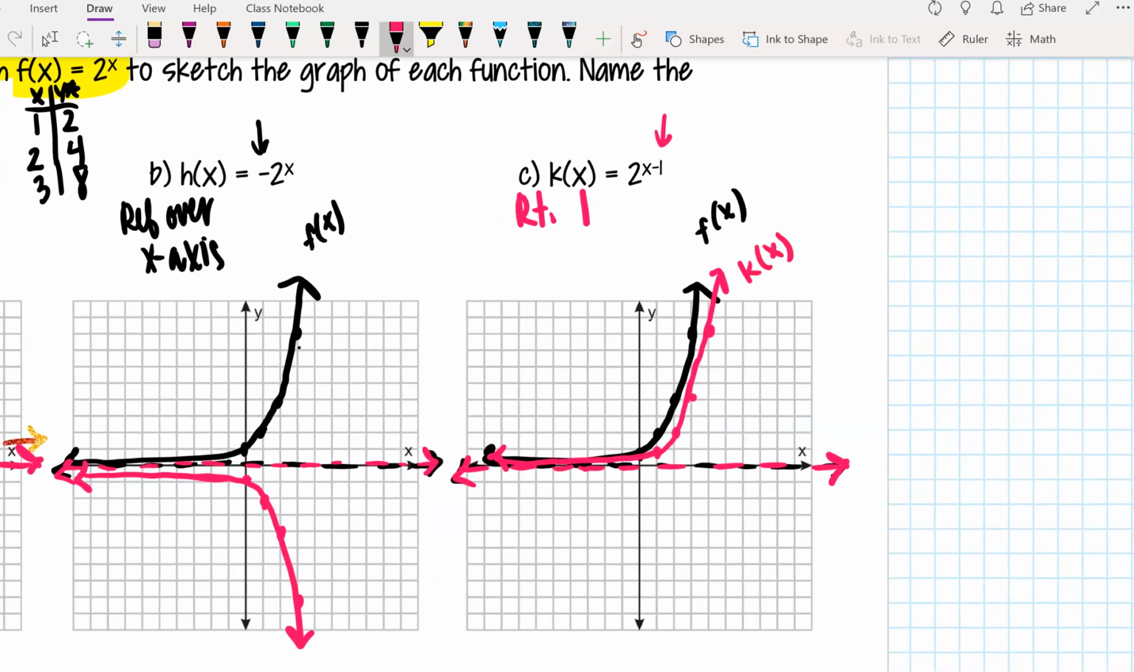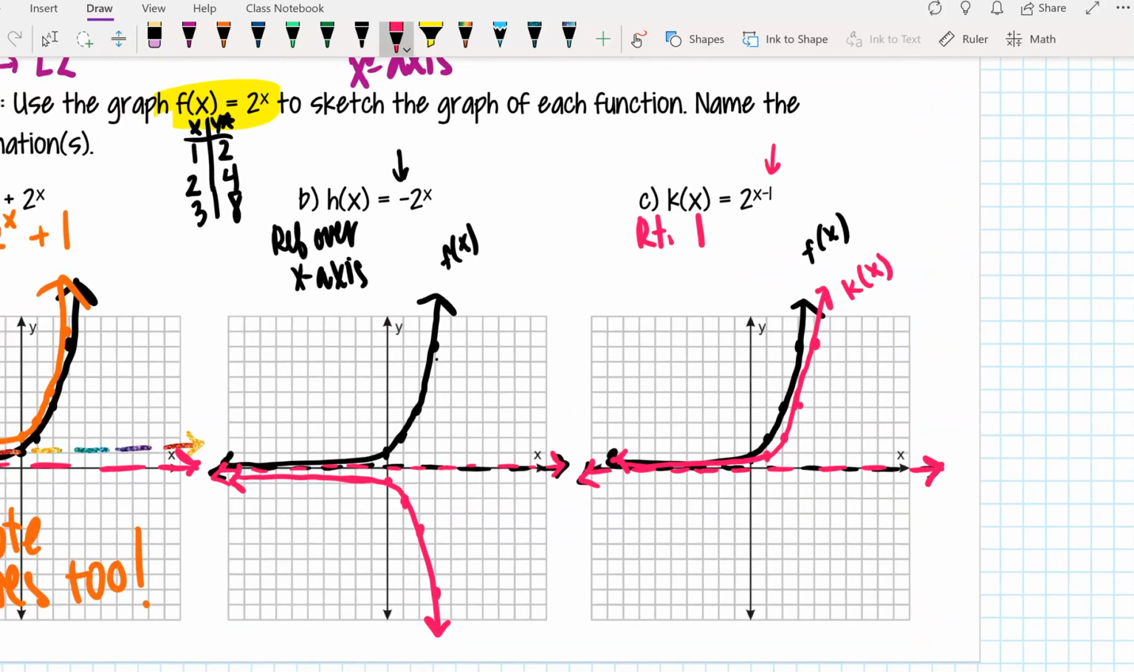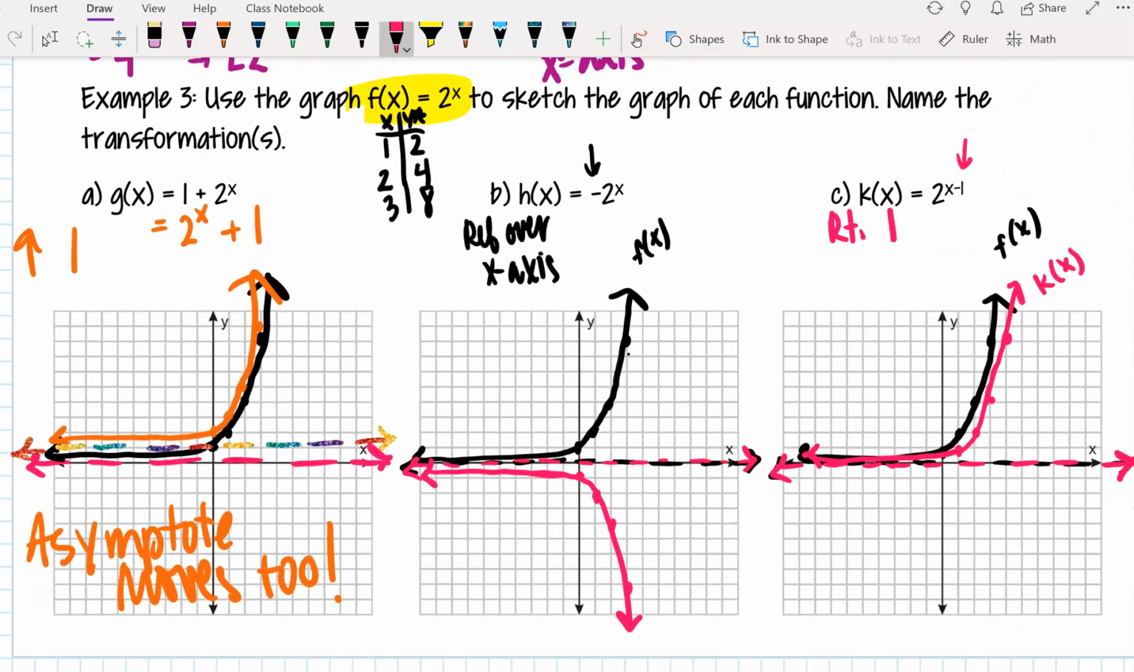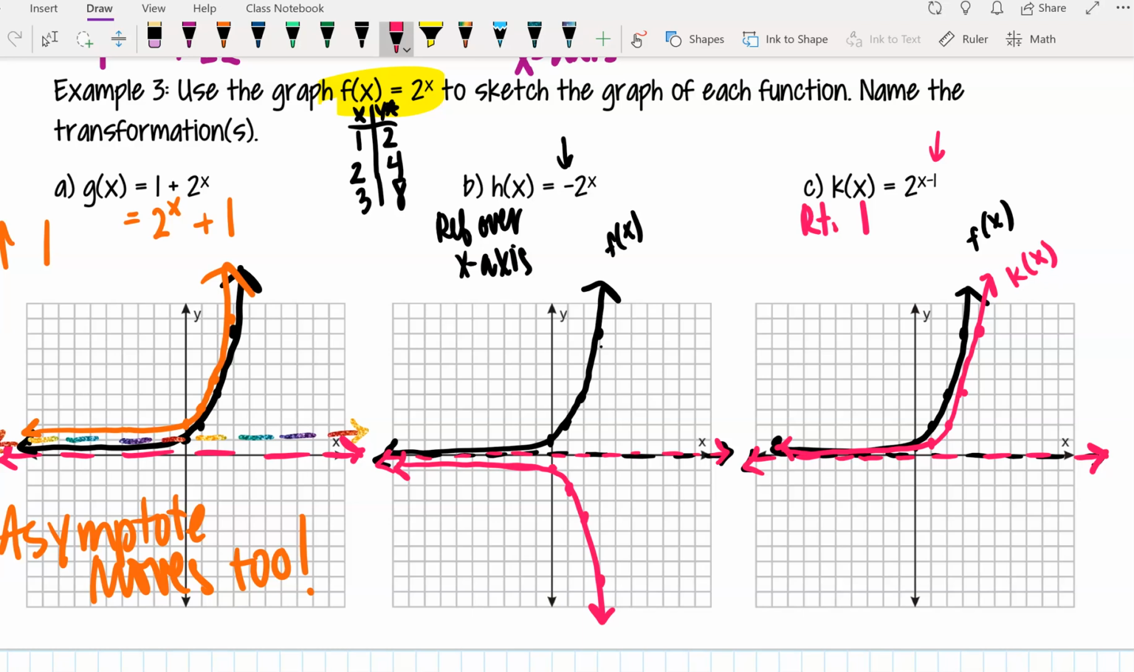Okay, so the main thing you should notice here is that the horizontal asymptote only moves when you have a vertical shift. Okay, so make sure that if you have a vertical shift, you are moving that. Okay, don't forget about it.